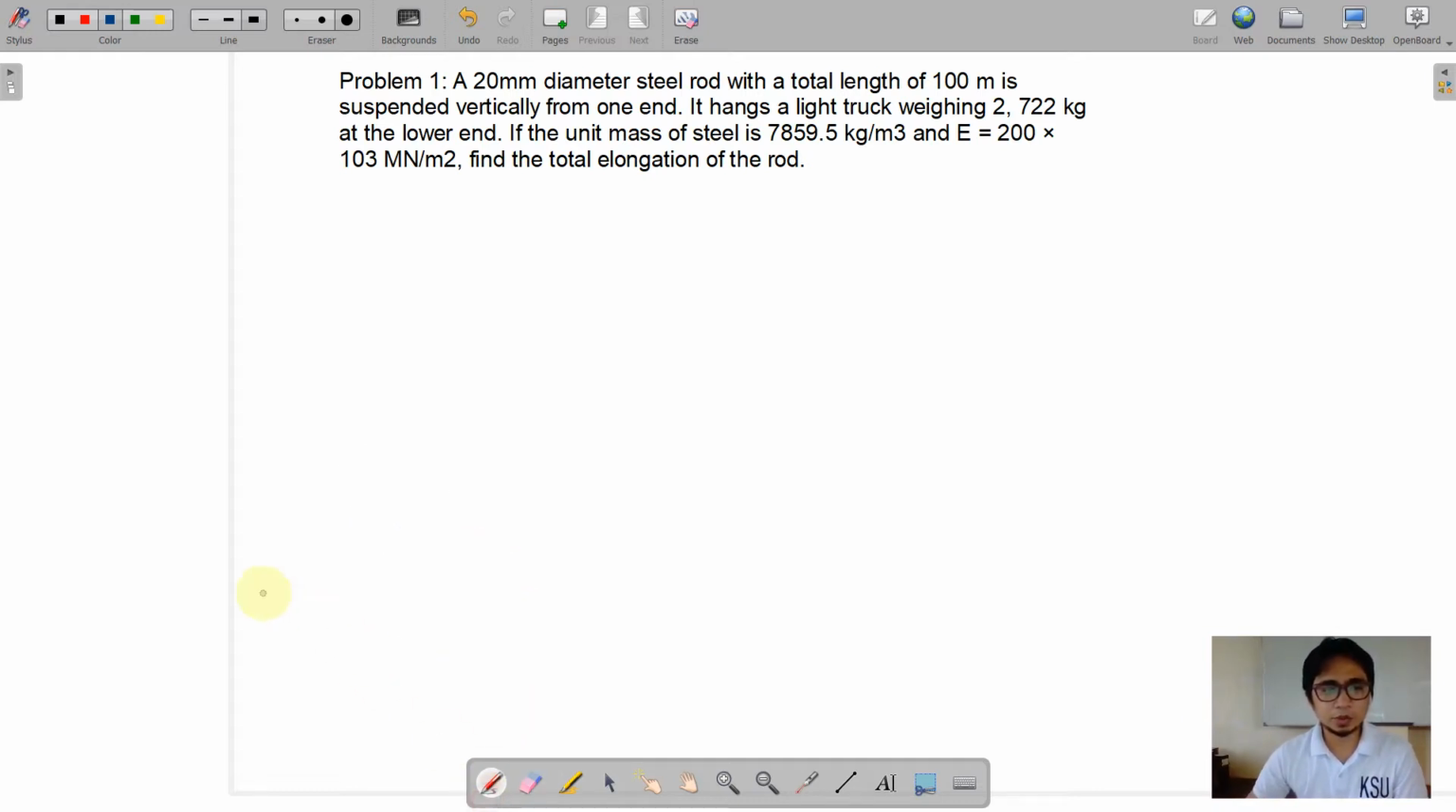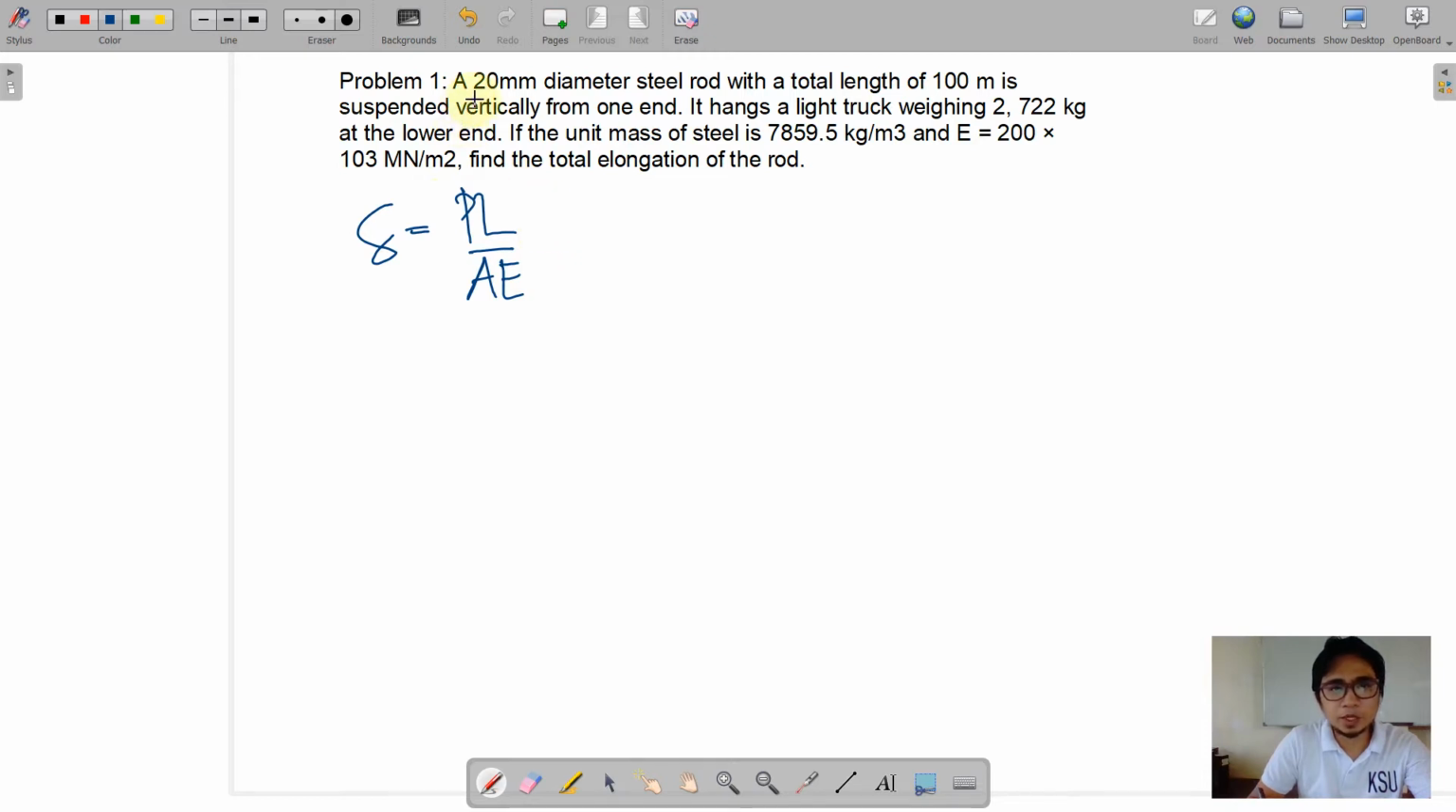And as we all know, the formula is simply delta is equal to PL all over AE. So this is the basic formula that we need to apply here.